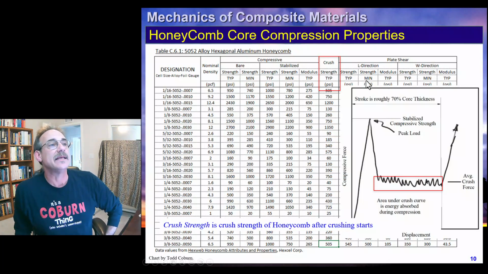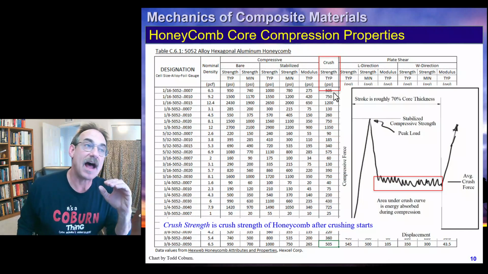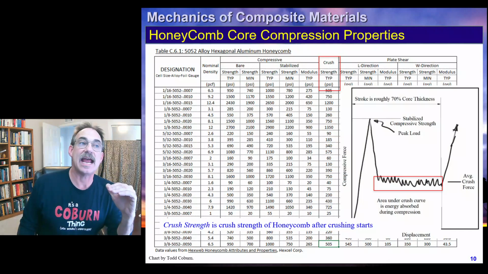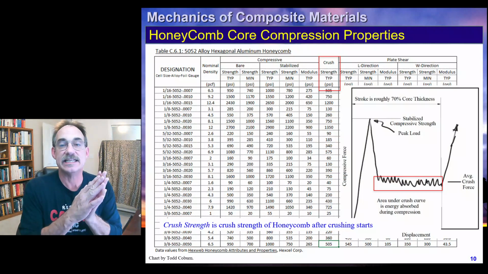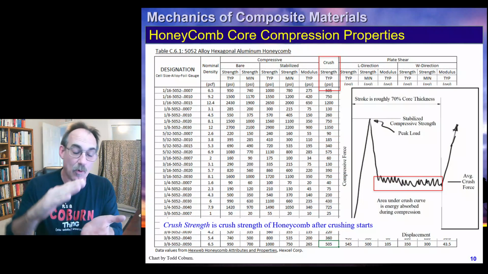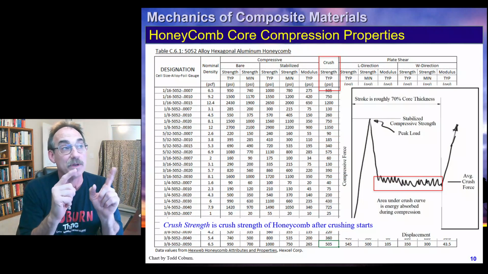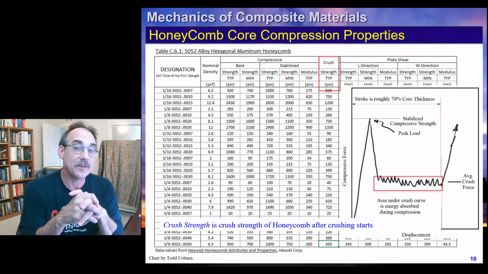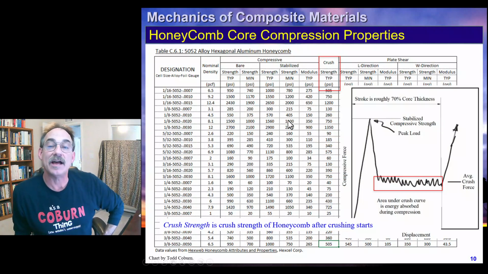psi typical. But once it starts to fail, it's going to drop down to 505 psi, and then it will hold that value all the way from the time it initially starts to fail until final crushing. The place we use this number is if you're actually designing for energy absorption by crushing core. Otherwise, we won't be using this number. We'll be using that stabilized typical or minimum compressive strength. You got that? So that's how we evaluate the appropriate core material, core allowables.